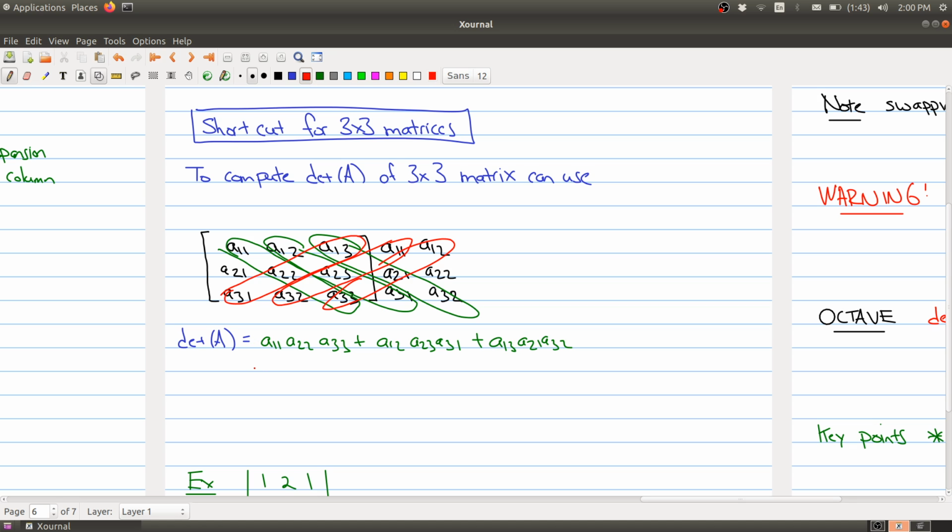And then for the numbers that are in red, I'm going to do the same thing, but I'm going to subtract. So I'm going to subtract A31, A22, A13. Then I'm going to subtract A32 times A23 times A11. And then I'm going to subtract A33, A21, A12. If you can remember this little picture, that will allow you to compute all these numbers, and that will give you the determinant.